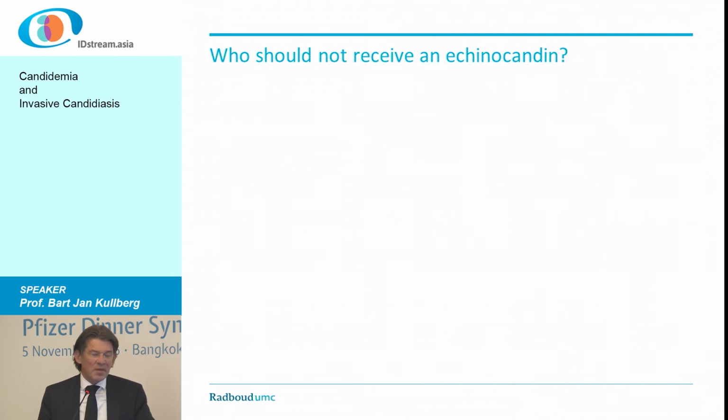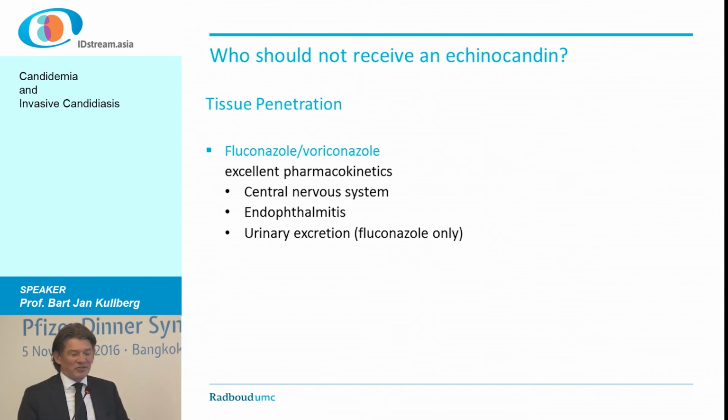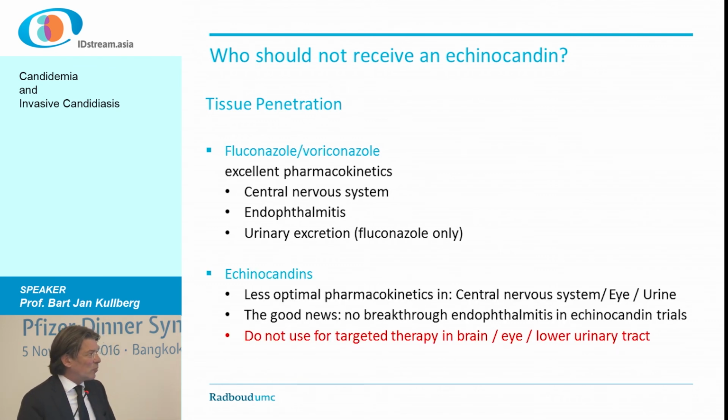And then, which was also touched upon, there are a number of patients who should not receive an echinocandin because tissue penetration is the issue. We have been very pleased with the azoles, especially fluconazole, which has excellent pharmacokinetics, gets into the brain, gets into the eye, and gets well into the urinary tract. And that is not the case for echinocandins. These are the weak spots. They hardly get into the CNS or the eye, and they are not excreted into the urine.